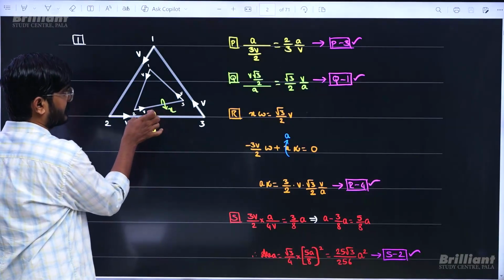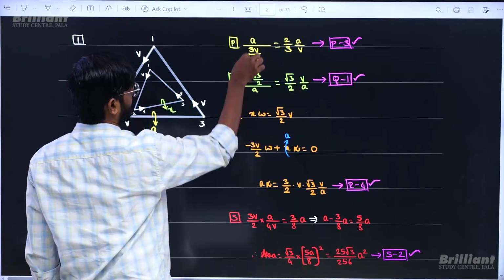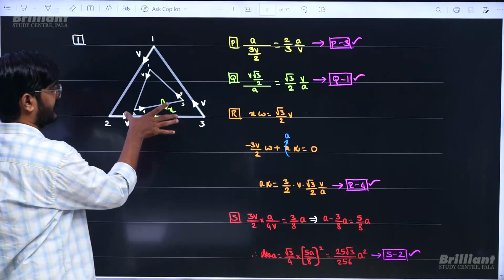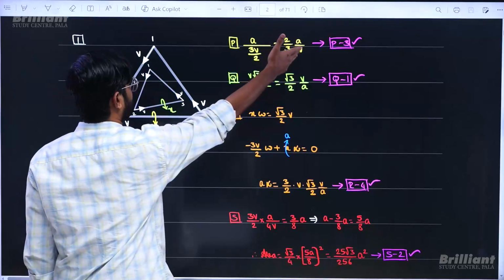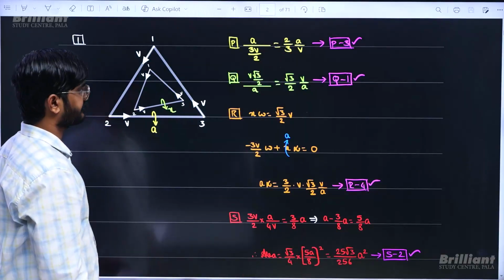So when will this length become 0? Its initial length is a and it is reducing at a constant rate of 3v by 2, so it will become 0 after time a divided by 3v by 2, where a by v is 1.